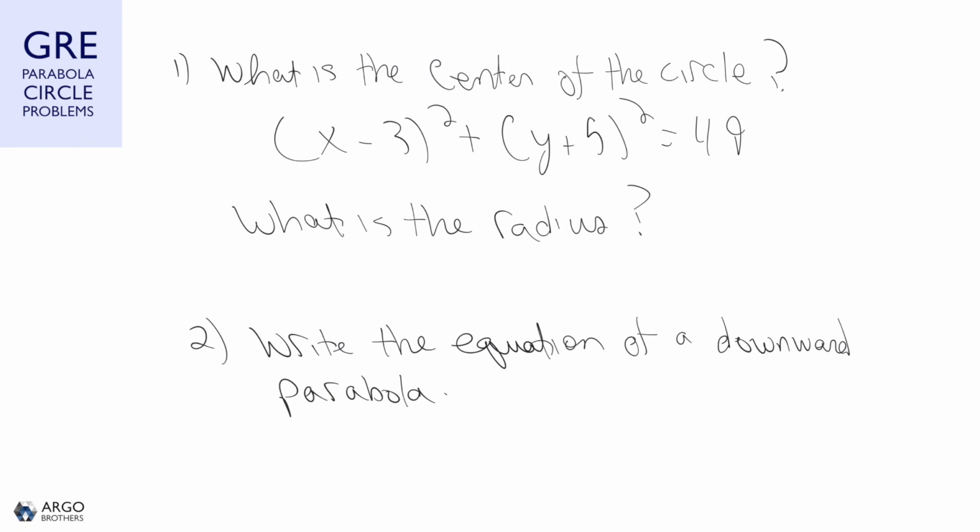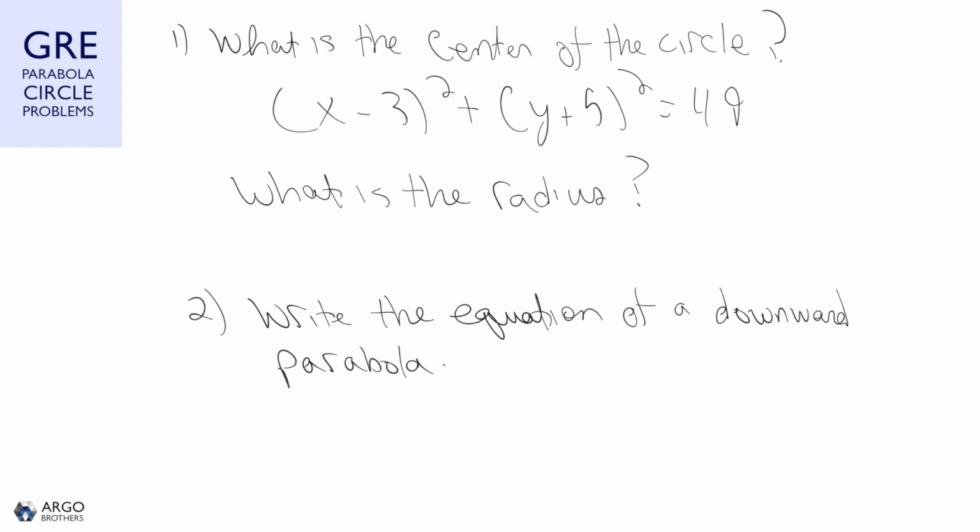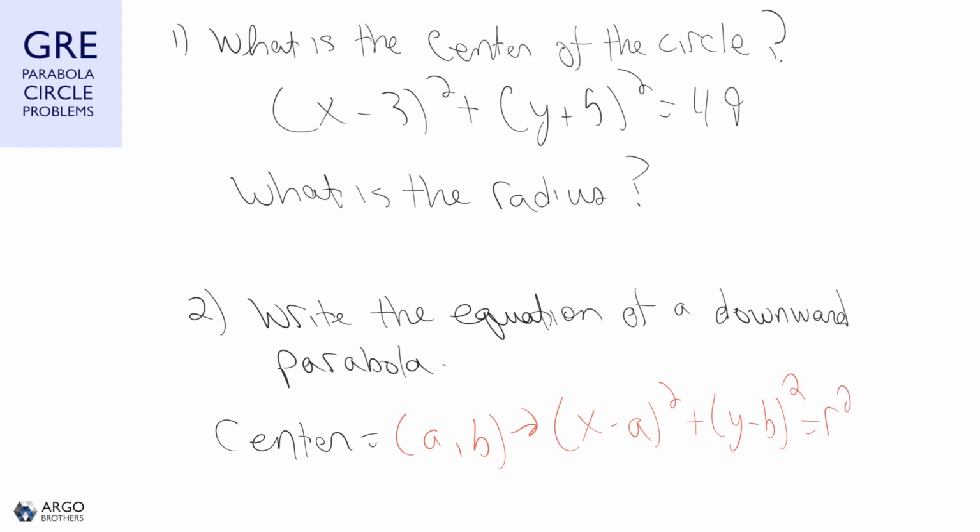Alright, so since we're back, let's try number 1. So what is the center of the circle? Remember, the center is (a, b), which is something you get from the general equation, which is (x minus a) squared plus (y minus b) squared equals r squared. And so we need to compare a and b to the a and b we have up there.